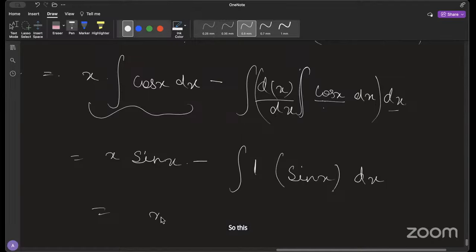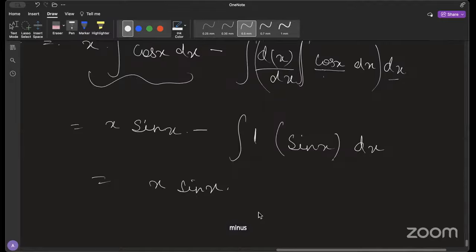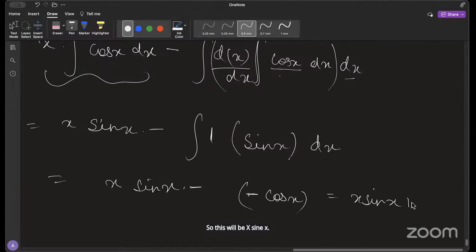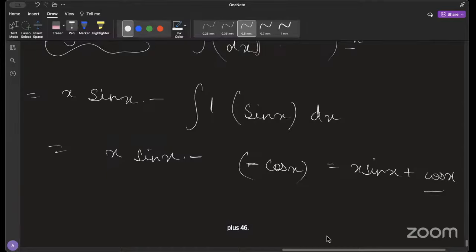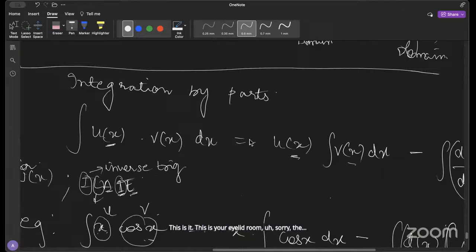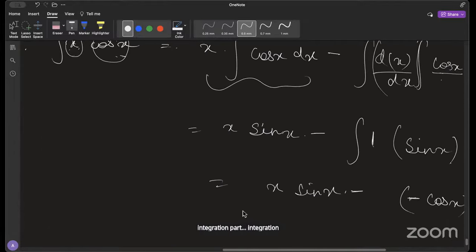So this will be x sin x minus the integral of sin x. So the integral of sin x is minus cos x. So this will be x sin x plus cos x. This is it. This is your ILATE rule. Sorry, the integration by parts.